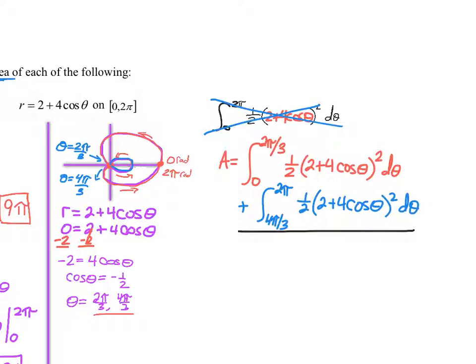So d theta. Gotta get my upper bound in here of 2 pi over 3.